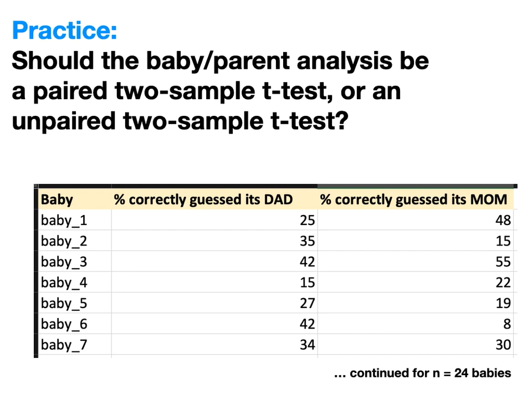Okay, so as a quick practice question that we'll take up on Zoom, do you think that the baby parent analysis would be a paired t-test or an unpaired two-sample t-test? So if we want to ask, do babies resemble dads more than moms, would we run that as an unpaired t-test or a paired t-test?